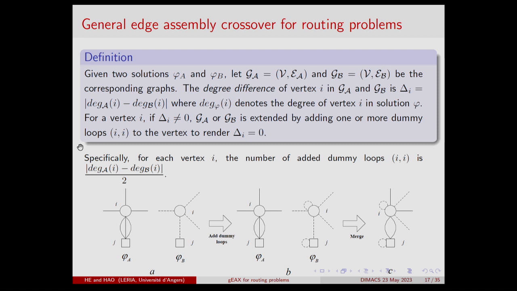Look at this figure, these two solutions. For the vertex i, its degree is 6 in solution phi A, and in solution phi B, its degree is 4. So the delta i in both solutions is 2. The easiest way is to add a dummy loop ii to make the delta i equal to 0. So this problem is solved.